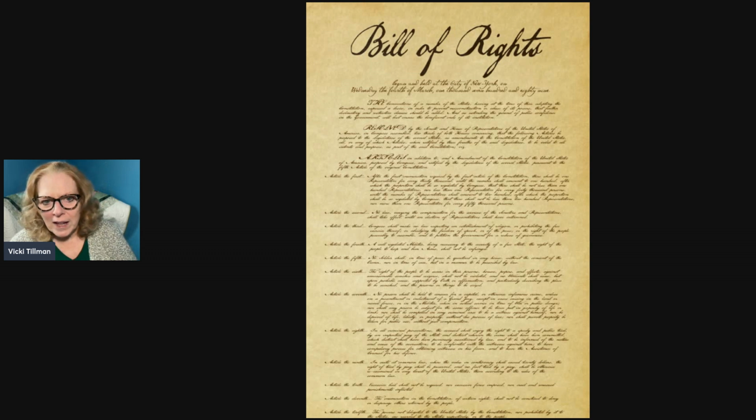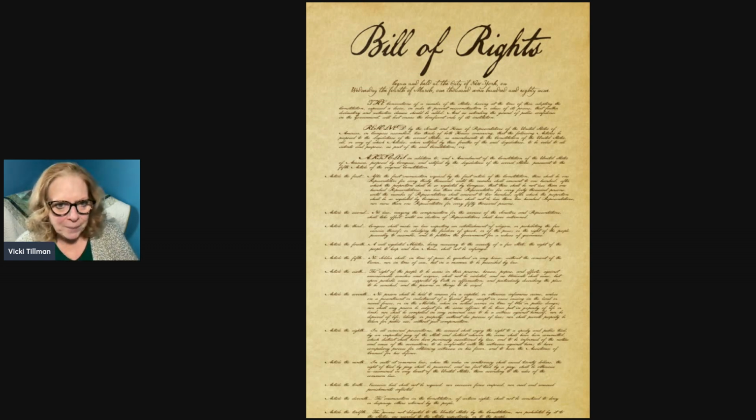Very important is Amendment 9. So non-enumerated rights are retained by the people. That just means that in this Bill of Rights, there's only 10 things that are listed, 10 amendments there. There's no way you can define every single one of our natural rights. So if it's not on the list, it's still there, and those non-listed rights are held by the people.